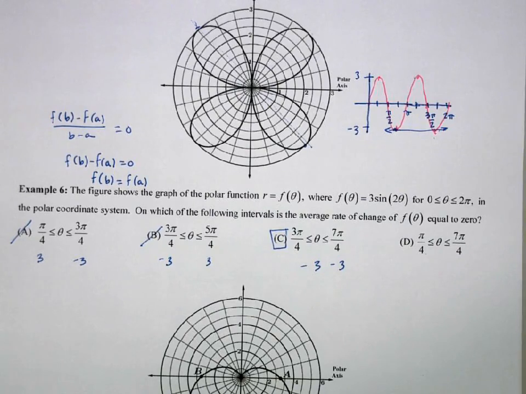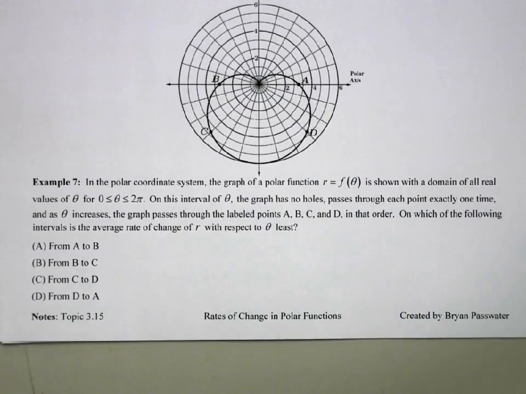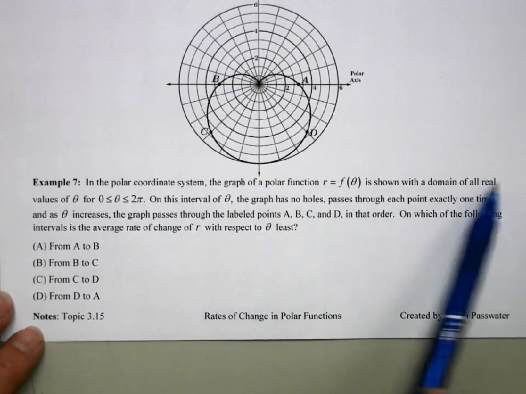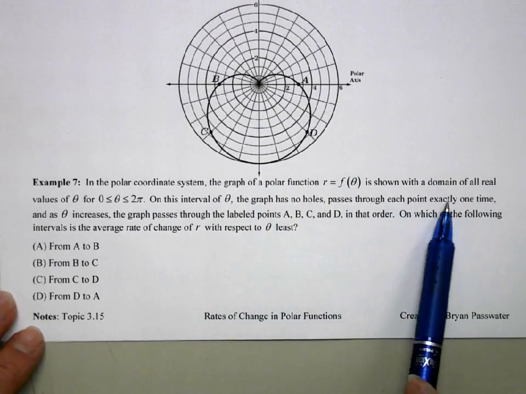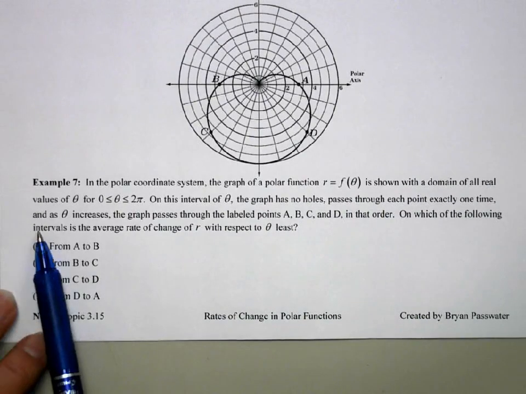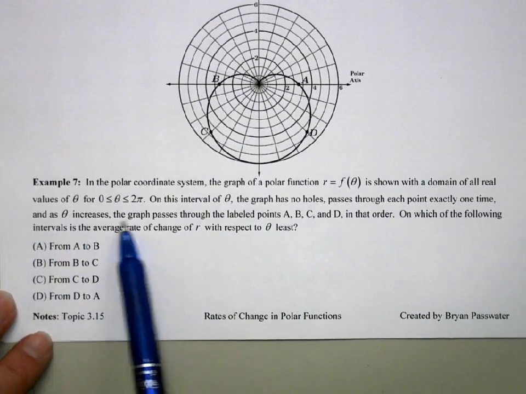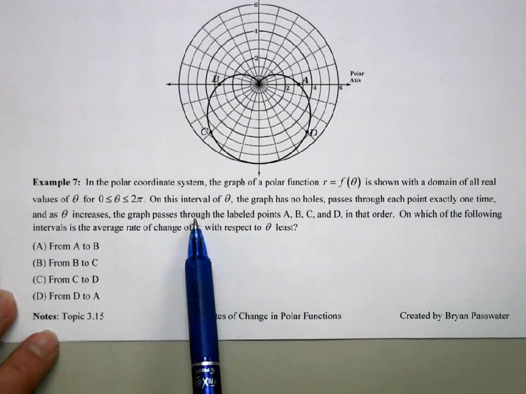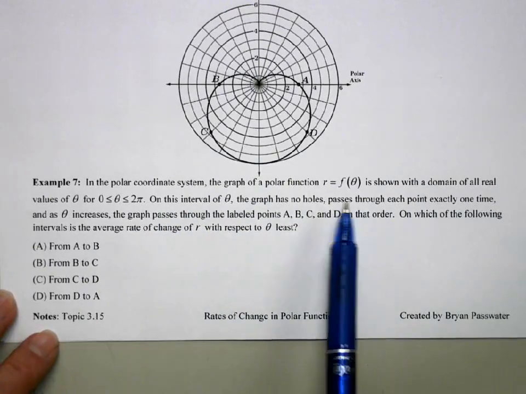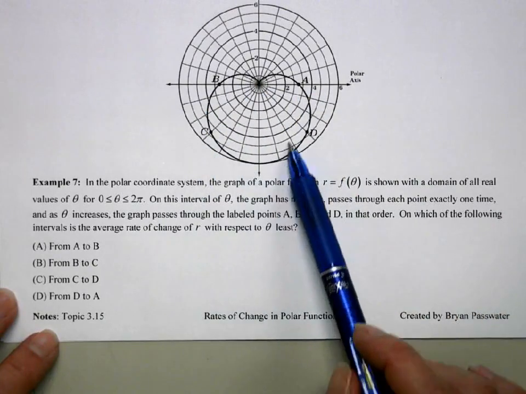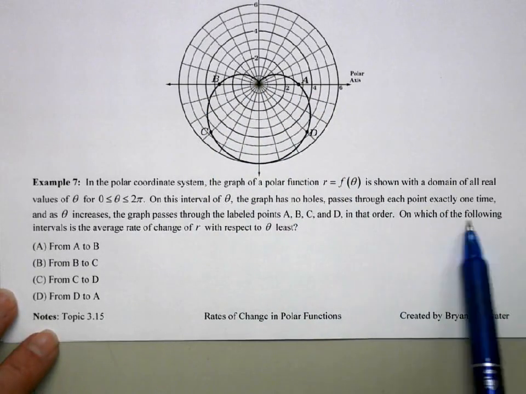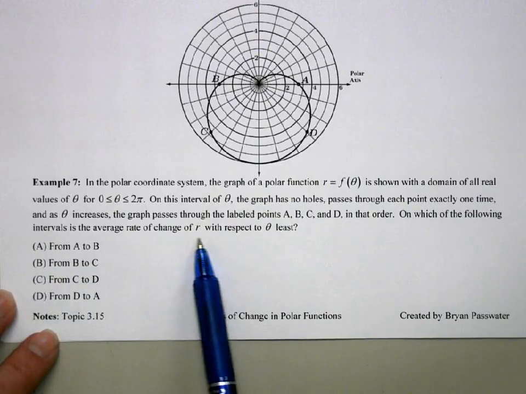Okay, next we have a graph here. It's shown from 0 to 2 pi. On the interval, the graph has no holes, passes through each point exactly 1 time. As theta increases, the graph passes through the points A, B, C, and D in that order. So A, B, C, D. On which of the intervals is the average rate of change with respect to theta the least?